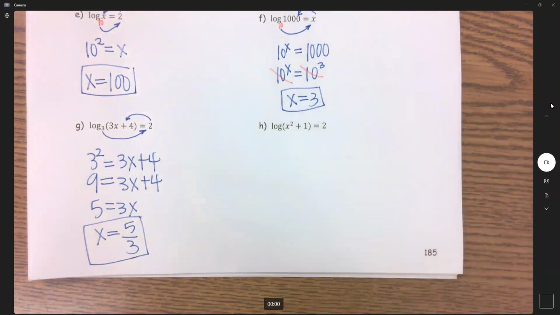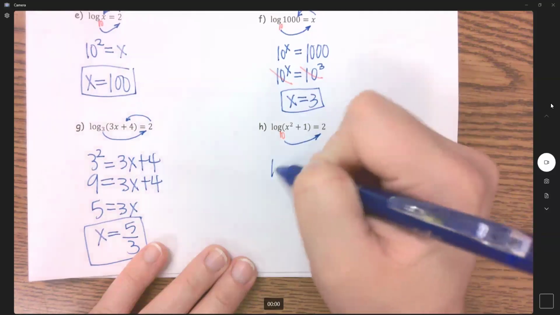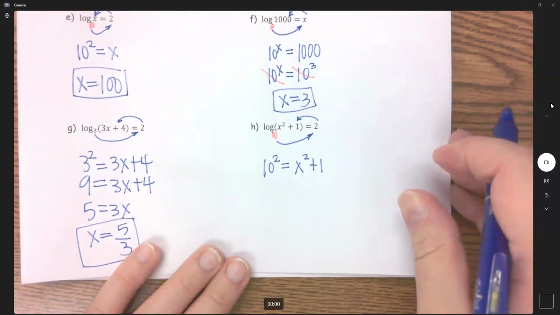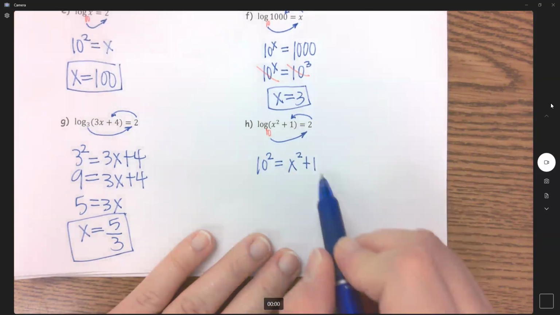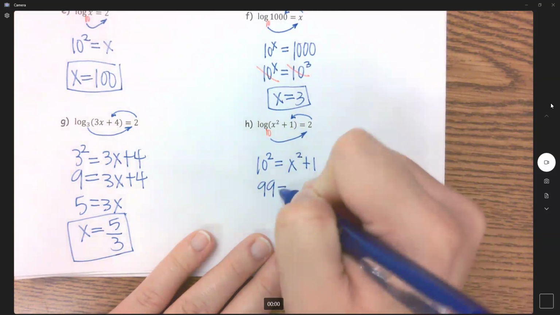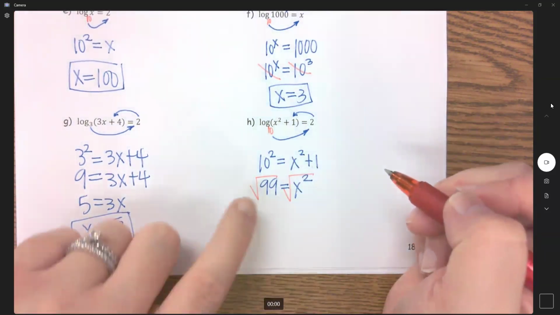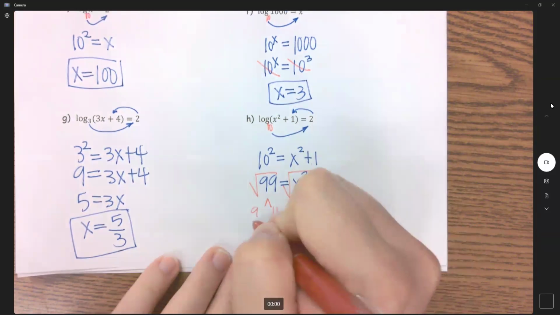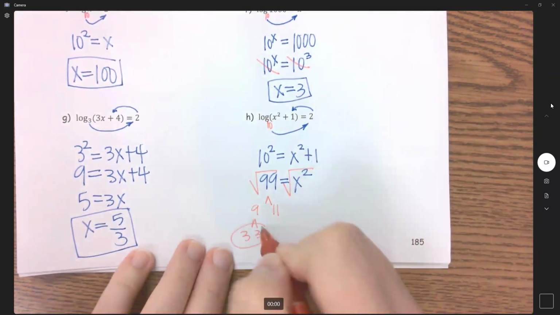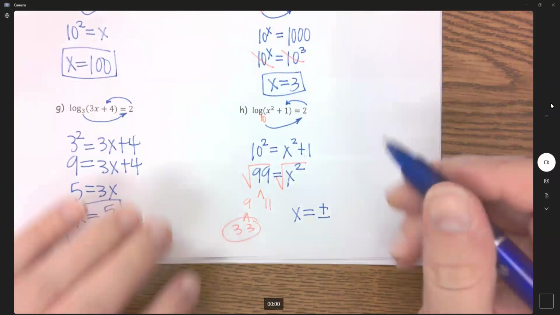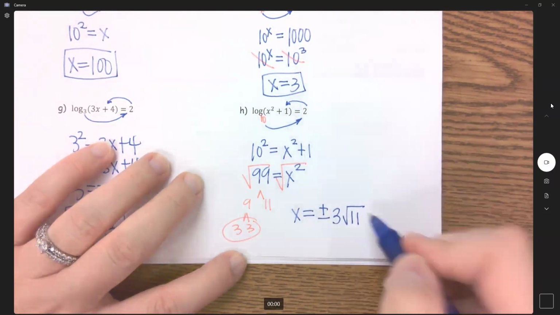And then our last one, rewrite that. That has a base of what? A base of 10. So 10 squared equals x squared plus 1. So 10 squared is 100, minus that 1 is 99. Take the square root, simplify. That is 9 and 11, which is 3 and 3. So here's my pair. So we get x equals plus or minus, x squared means 2 answers, plus or minus 3 square root of 11.